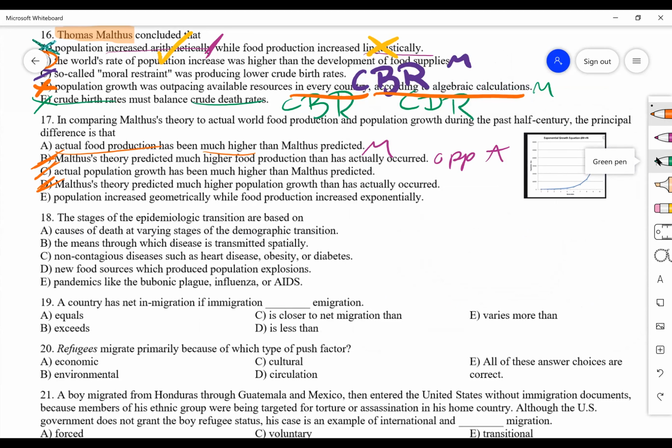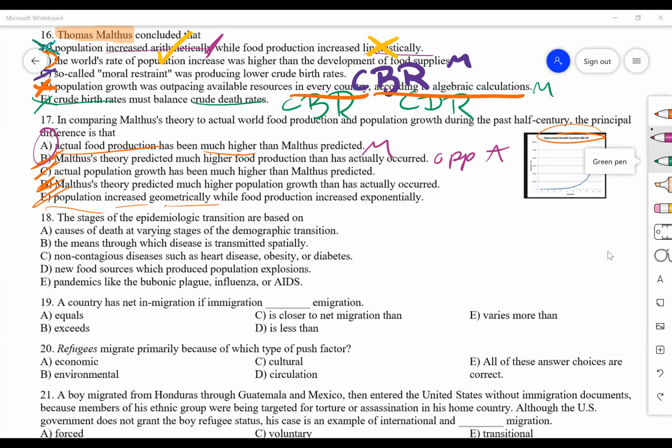Population increased geometrically while food production increased exponentially. So population increased geometrically. Well, this graph that I just found says it increased exponentially. So now we're just left with A, our correct answer. Boom.